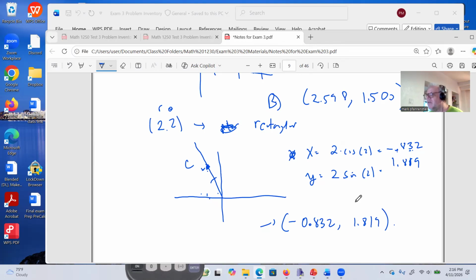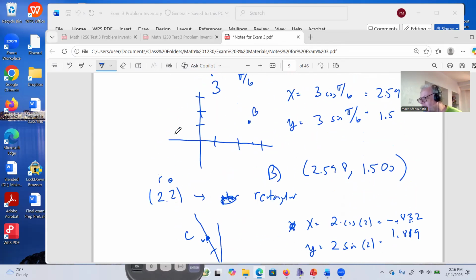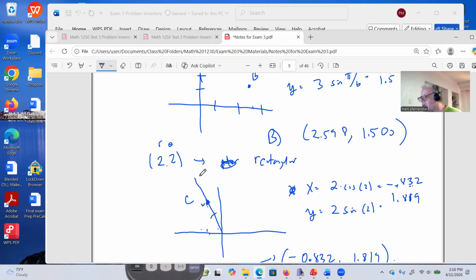Sometimes they look a little tricky, but as long as you try to remember, am I in polar going to rectangular, or am I in rectangular going to polar? Draw the triangle, graph it. You won't go wrong if you just sketch yourself an answer for an idea, and then you'll be okay.